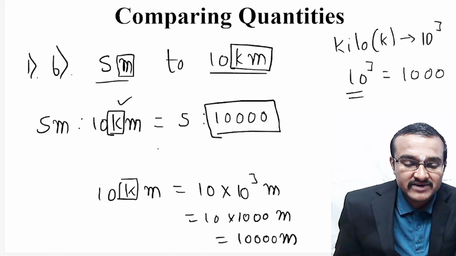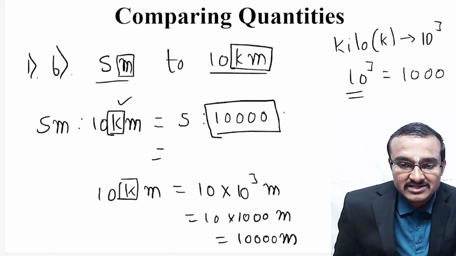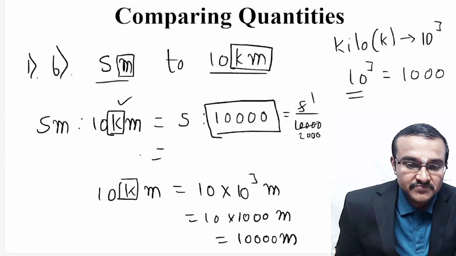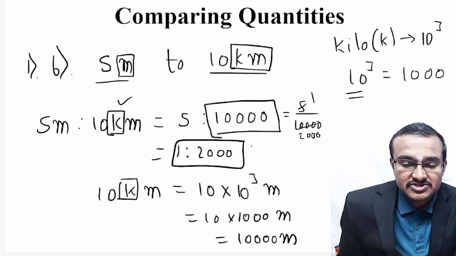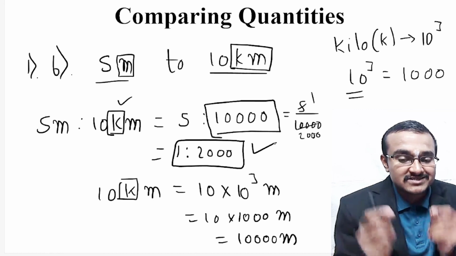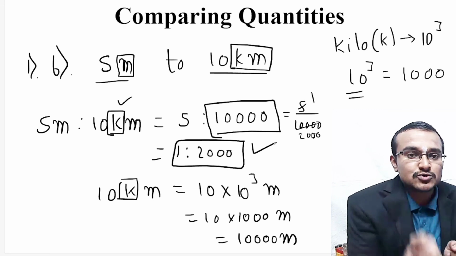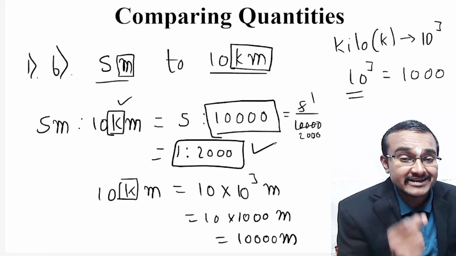So what is 5 is to 10,000? 5 is to 10,000 is actually 5 by 10,000. So what is 5 by 10,000? 5 ones are 5, 5 twos are 10, so 2000 will be the answer. So the ratio for 5 meter is to 10 kilometer is 1 is to 2000. This is the ratio which you should calculate. So this is the answer for 5 meter is to 10 kilometer, that is 1 is to 2000.